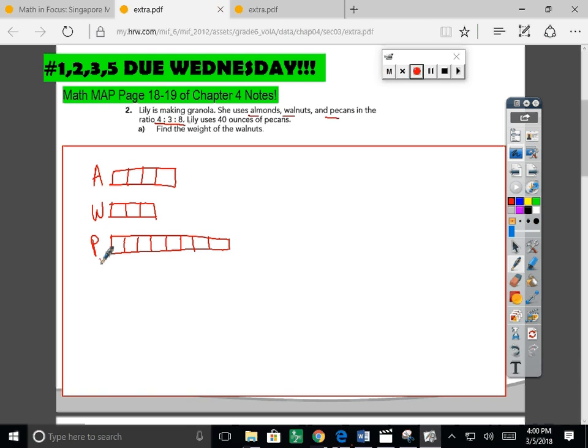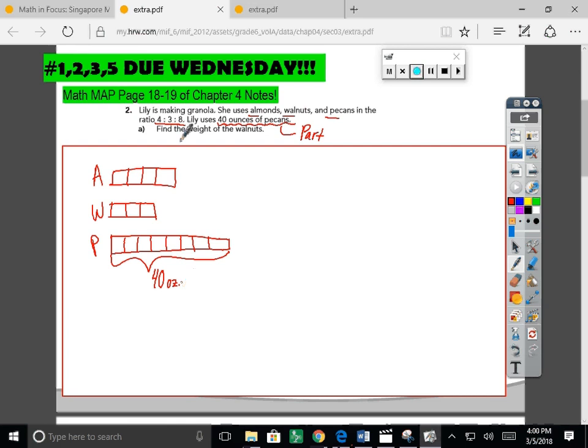All right? We're missing one piece here. It says Lily uses 40 ounces of pecans. Well, does that mean she uses 40 ounces total of all these things? Does that mean she uses 40 ounces of just the almonds? No, notice it says 40 ounces of pecans. That is just a part of the ingredients. So I'm going to find the bar that represents pecans and draw kind of a bracket here or a brace and show you that's 40 ounces. I'm going to write OZ for ounces. That's an abbreviation we can use.